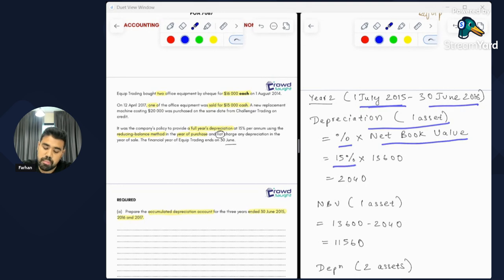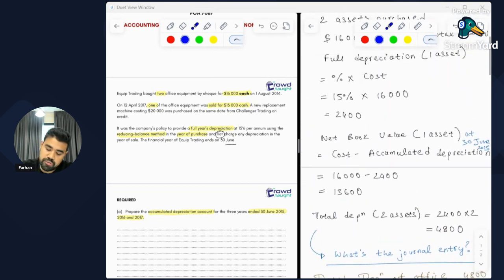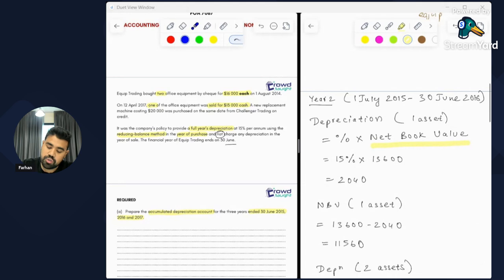So the depreciation for one asset is calculated by multiplying the percentage on the net book value. So 15% multiplied on the net book value of 13,600, which we had at the end of year 1. So let me just scroll back up to let you recall. If you remember, as you can see here, net book value at 30 June 2015 for one asset was 13,600, which is the same number that we are using here in year 2 to calculate our depreciation, okay? So that gives us a depreciation of $2,040, okay?